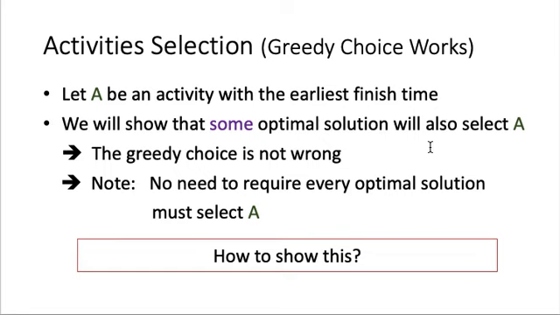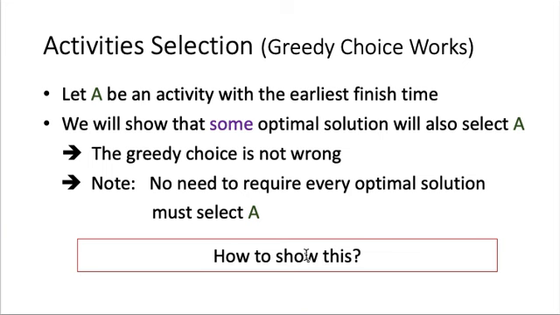Now, there could be numerous optimal solutions. There could be more than one optimal solution, as long as they give the maximum number of activities. So we want to show that among all these optimal solutions, some of them will also select the same activity A as we do. So if this is happening, this means what? This means that at the moment, our greedy choice is not wrong. Now notice that we do not need to require every optimal solution to select A. As long as some of them select A, that's already good.